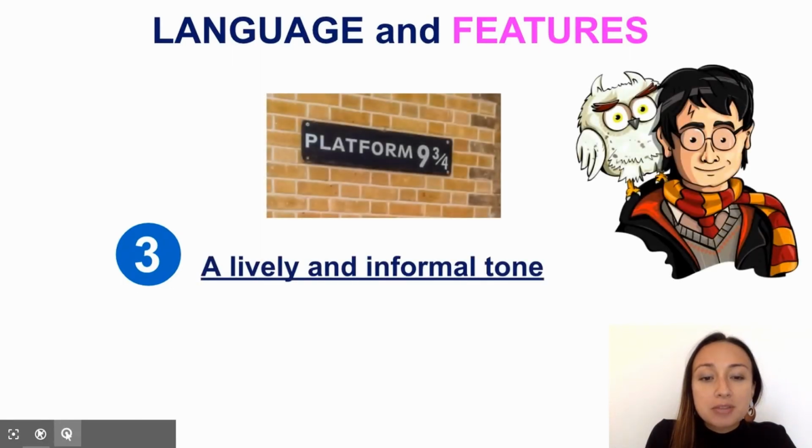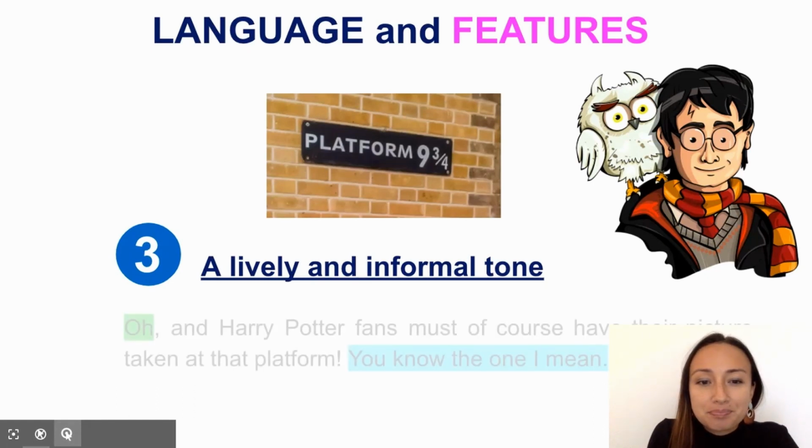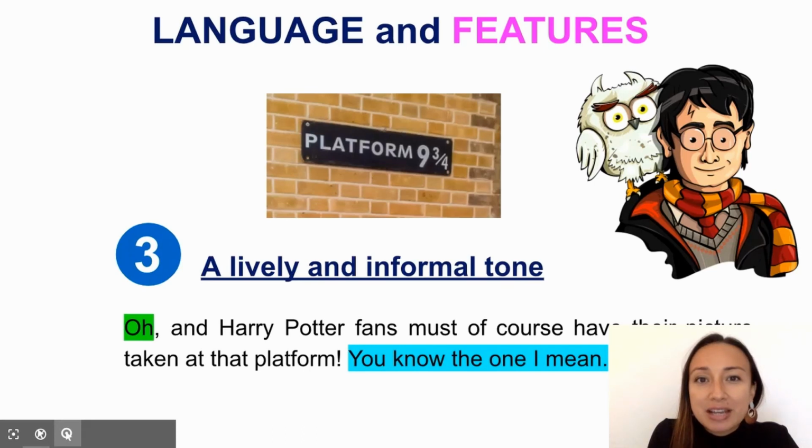Okay. Another important aspect of article writing is they usually have a lively and informal tone. So this basically means that it's quite chatty and it's quite conversational. If you just imagine it as if you are writing the article directly to the audience, so the person who is reading your article, you're speaking to them directly. So it's quite chatty and it engages the reader.